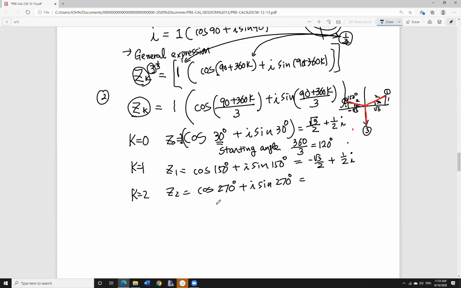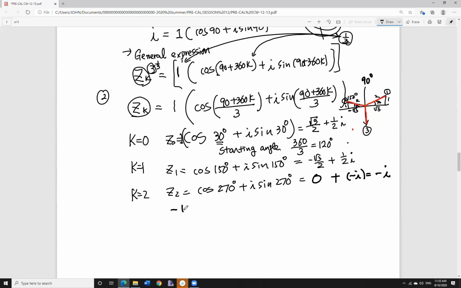So cosine 270, how much is the cosine 270? 0, right? Cosine 90 and cosine 270 are both 0. Sine 270 is how much? Negative 1. Sine 90 is 1, sine 270 is negative 1, okay? So this will be negative i. That's all. So we have all 3 roots, okay?